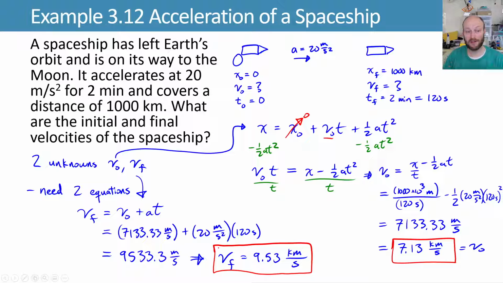So we had a situation where we needed to find two different things, and we needed two equations to do that. And if we had started with this equation, we would have noticed that we still didn't know this one thing, so we would have had to do some more work there. We could have instead started with a different equation that only had the final velocity and didn't have the initial velocity, in that case if we wanted to solve for the final velocity first.